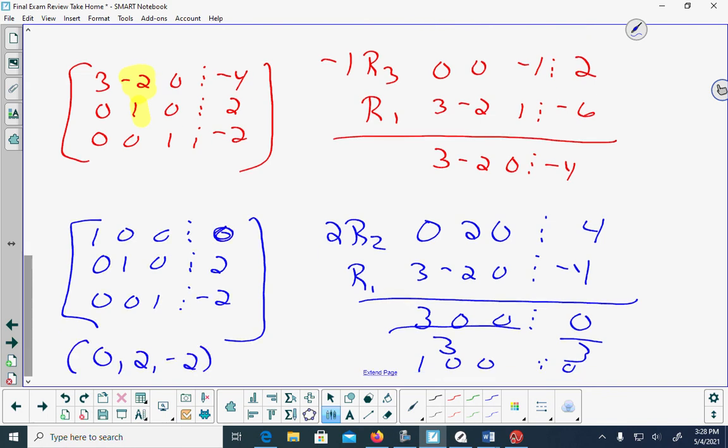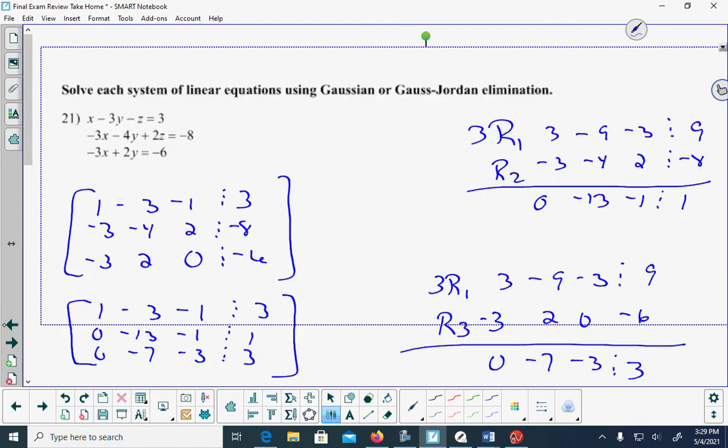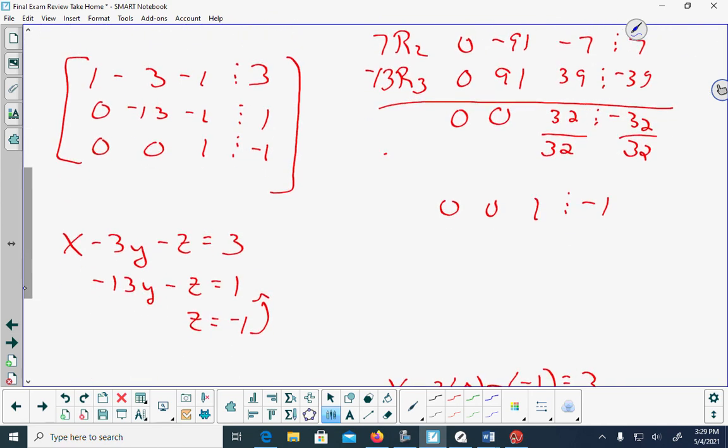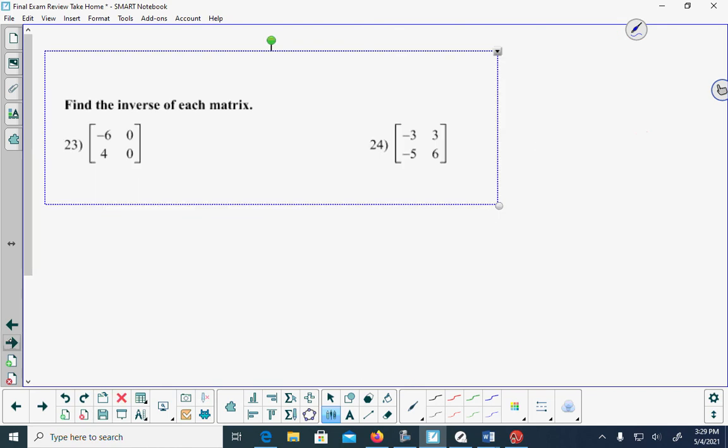So follow the directions. If it says you have to do reduced row echelon, you do it this way. If it just says solve the system using Gauss-Jordan elimination with back substitution, then you can do like we did in 21. Once you get one variable, just simply back substitute it into the remaining equations.